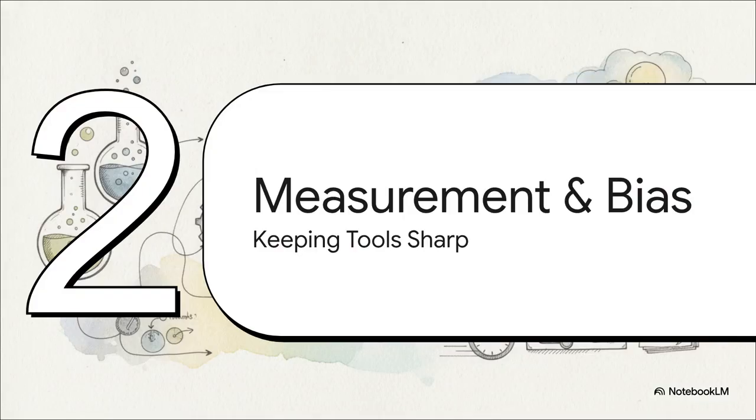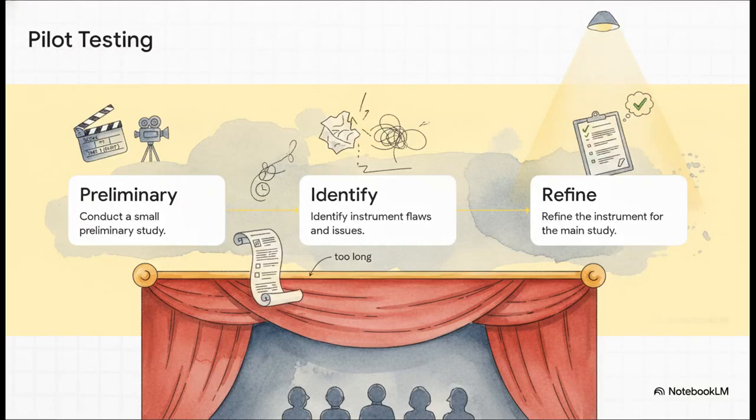Chapter 3, Reliable Measurement and Bias. We have to make absolutely sure our tools and researchers aren't accidentally ruining the pristine environment we just built. One of the best, most practical ways to protect your study from disaster is by running a pilot test. Think about it. You don't just shoot a $100 million blockbuster movie on day one. You do a dress rehearsal.